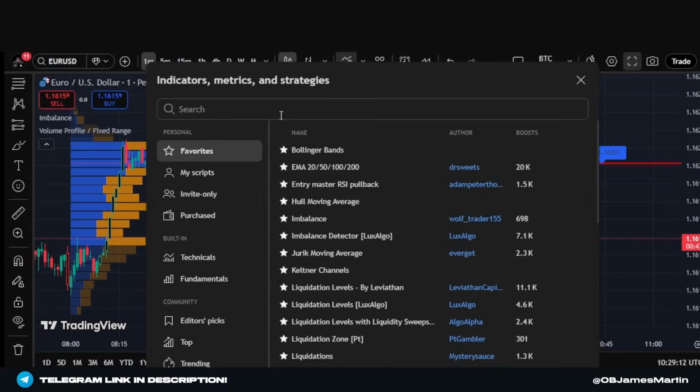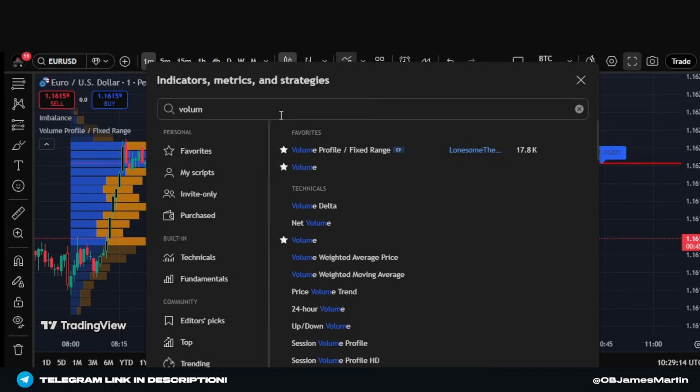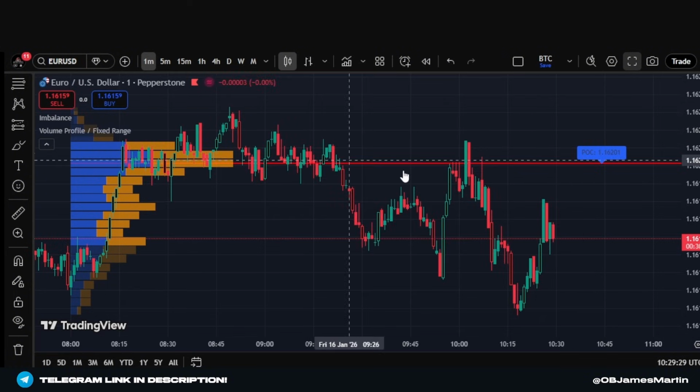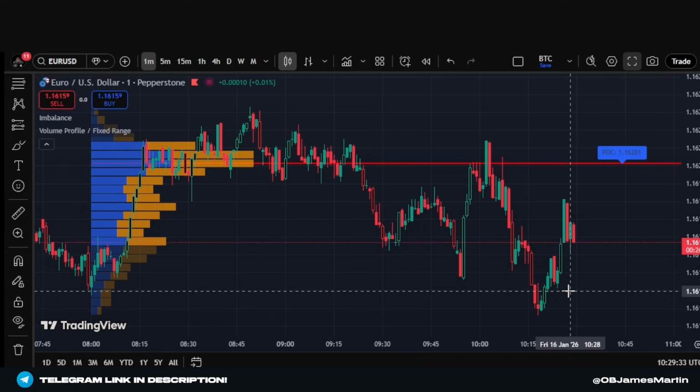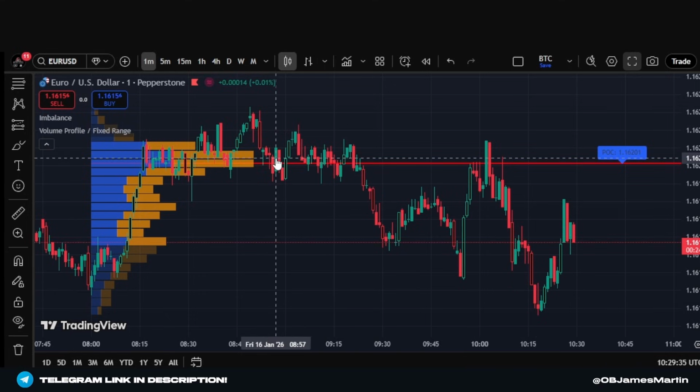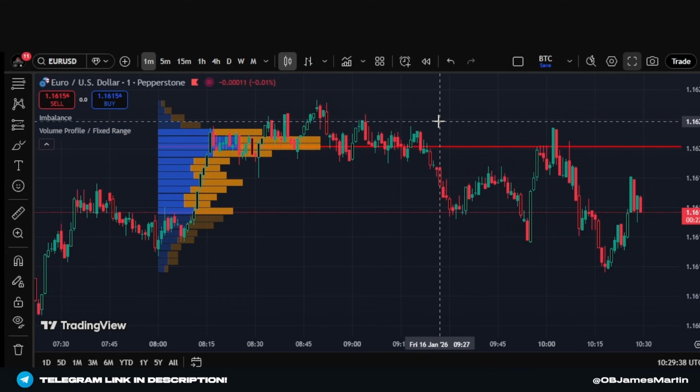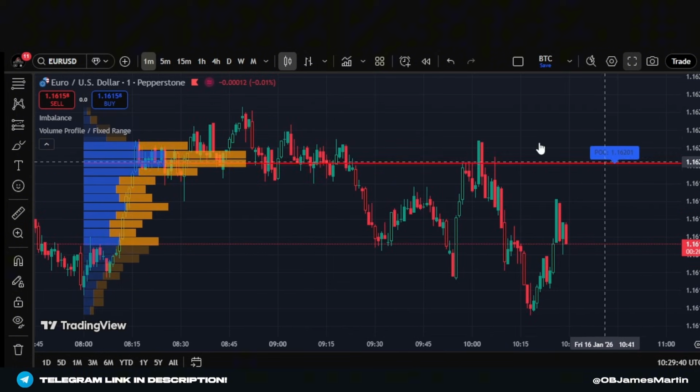Here are the indicators. I'm going to look for the volume profile indicator, the one by the creator named Lone Zone. That's the indicator I'm using now. I will select it. It highlights points of interest, areas of consolidation, where things are crucial or where the price has lingered for a long time. That's why it's marked.